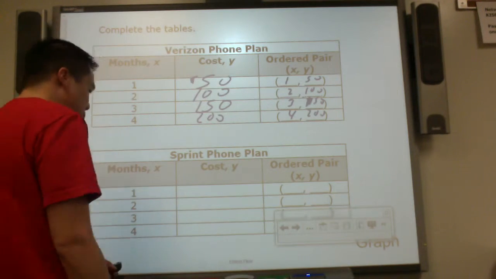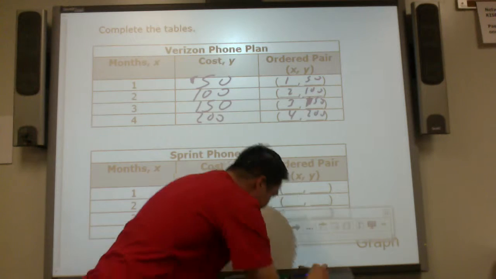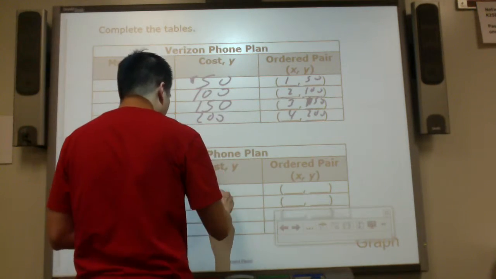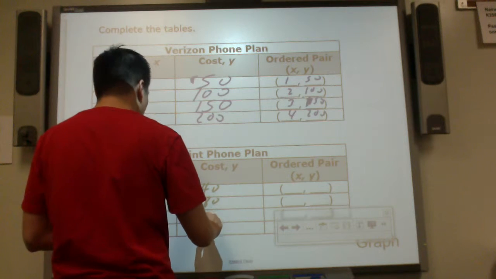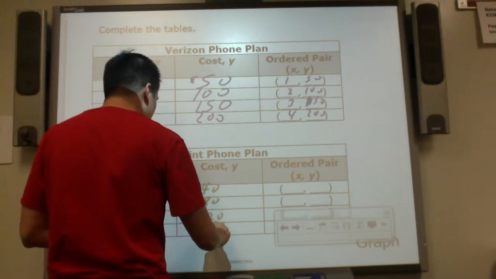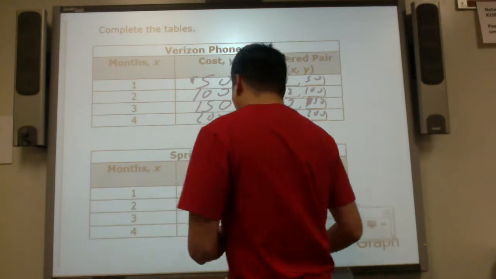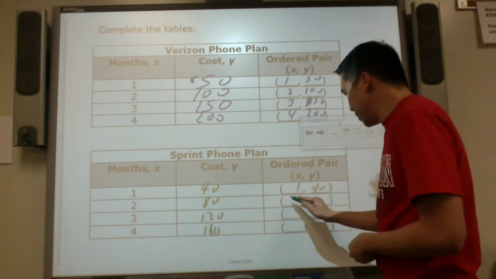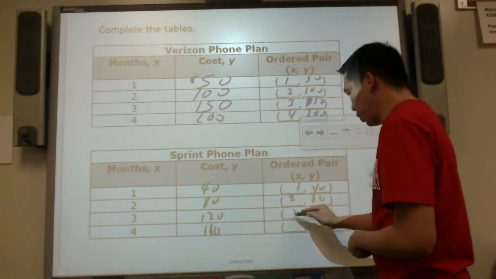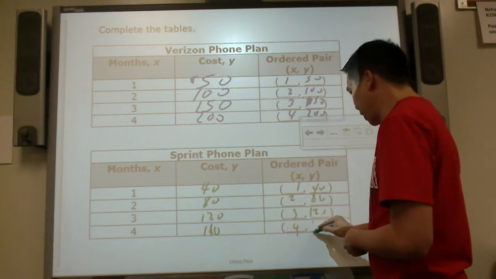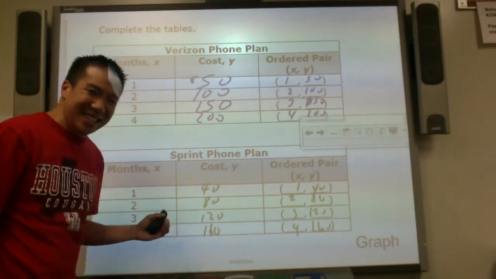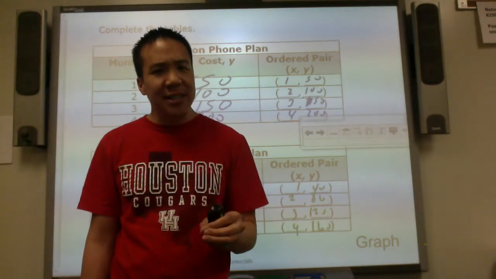So in Sprint, it costs $40 per month. 1 month, $40. 2 months, $80. 3 months, $120. 4 months, $160.